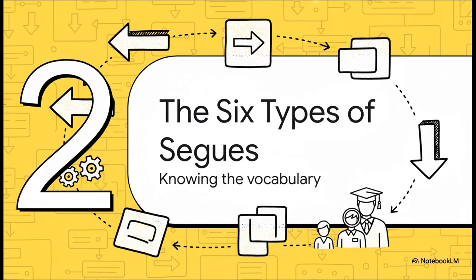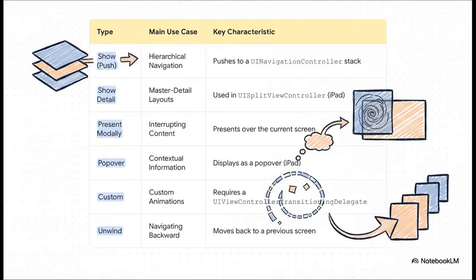Okay, so we've got the basic definition down. Now, let's get into the specifics, the kind of vocabulary that interviewers are really listening for. See, it's not enough to just say, I know what a segue is. You need to know the different flavors they come in. There are 6 main types, and knowing the difference is key. Let's run through them real quick.